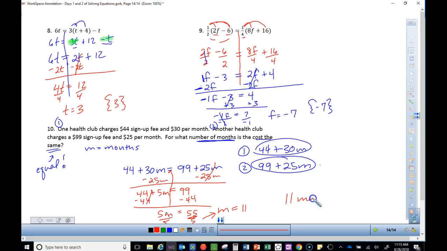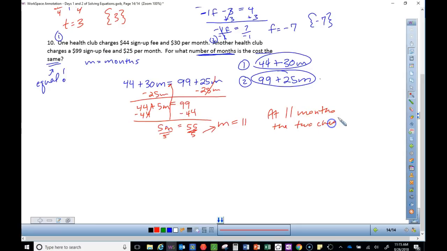So 11 months. So we'll say at 11 months, the two clubs' costs are equal. Or the easier way to do that might have been, at 11 months, the costs of the two clubs are equal. Easier way to say that.